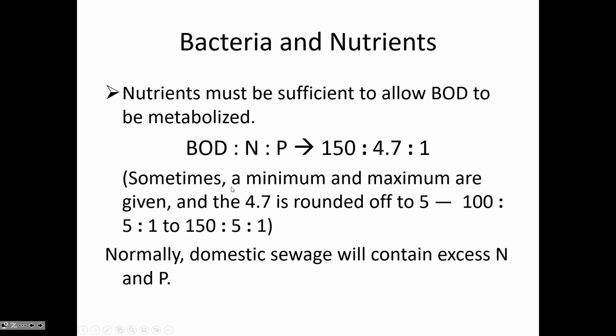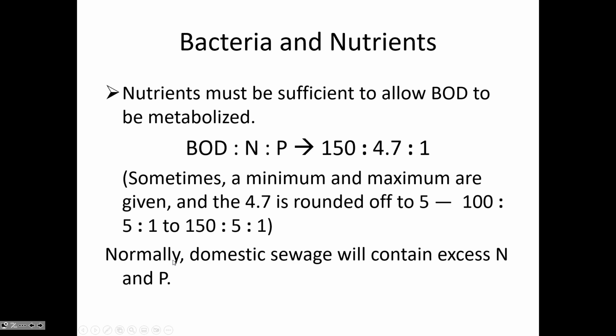The ideal ratio for BOD removal and nutrients is a mass ratio of 150 grams of BOD for every 4.7 grams of nitrogen and every 1 gram of phosphorus. And so this is what's needed for the growth of new bacterial cells. And so ordinarily domestic sewage is going to have more nitrogen and phosphorus. And so just the ordinary growth of new cells in the aeration basin could use up all of the BOD but still have leftover nutrients.